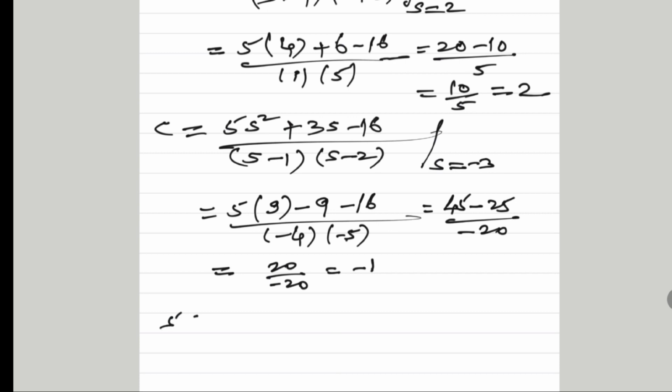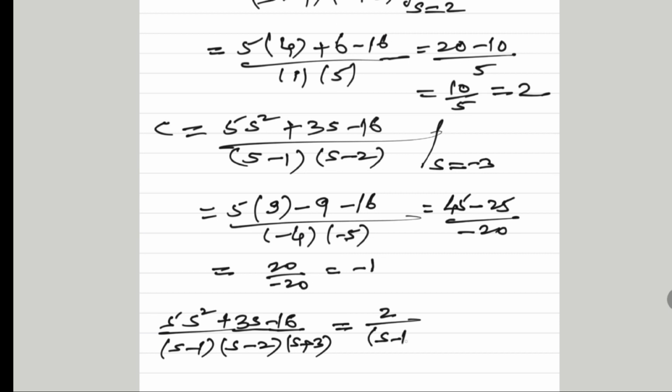5s square plus 3s minus 16 divided by s minus 1, s minus 2 and s plus 3 is equal to A upon s minus 1. The value of A is 2 divided by s minus 1. B is again 2 divided by s minus 2 and C is minus 1 divided by s plus 3.